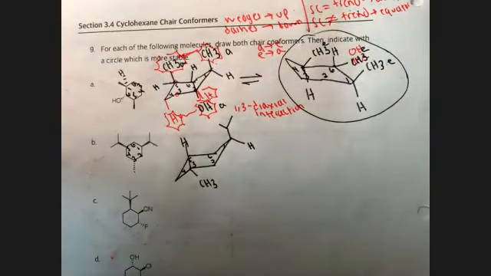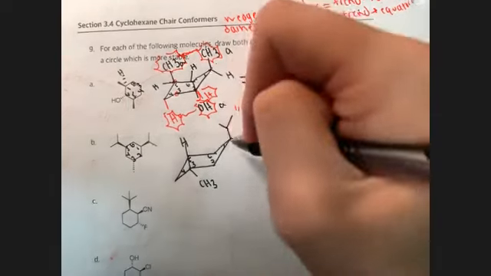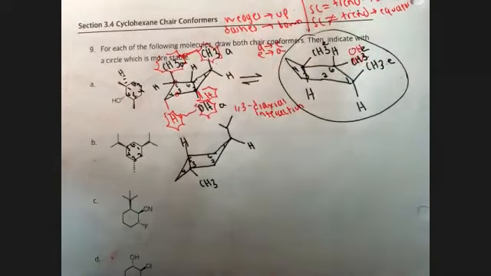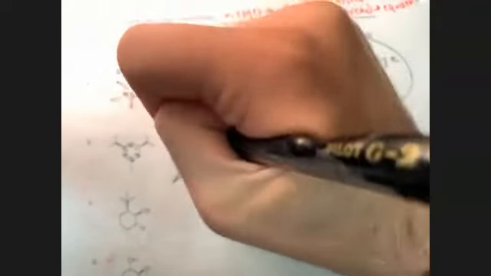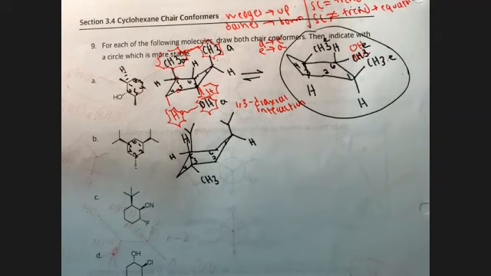Okay. There's nothing on 4 to worry about, but then on 5, our trend is up, down, up, down, up. So whatever is on 5 should be up. Okay, so that's axial isopropyl, and that hydrogen is going to be equatorial. So that's really quickly how you're going to get the first chair conformer.